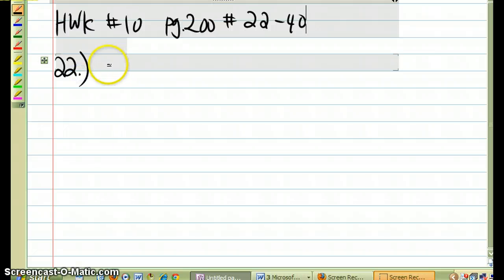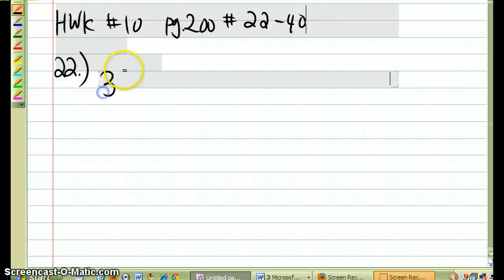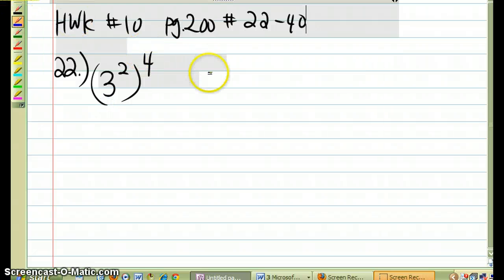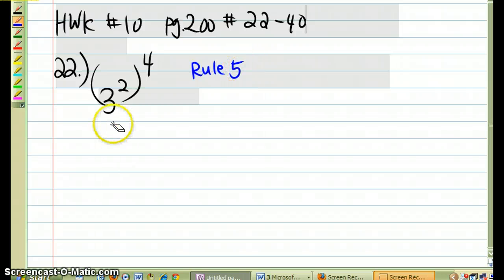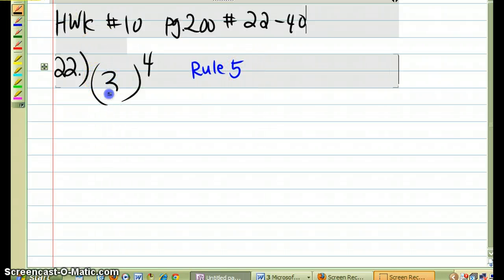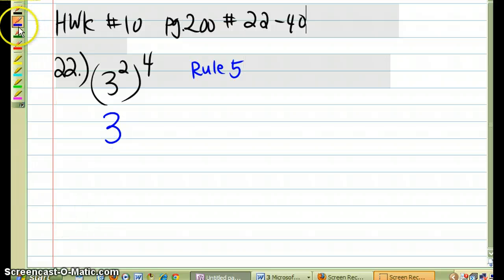So here's number 22. 3 goes to the 2nd power, and all of that goes to the 4th power. And here I'm going to follow rule number 5. So if you have your foldable, it'd be best to keep that open on your desk and refer to it. It tells me to keep the base. My base number here is 3, so I'm going to keep the number 3. Remember that for all your questions in your homework, you need to copy the question, work out your answers, show your work. So the work that I'm going to show is that I keep the base 3.